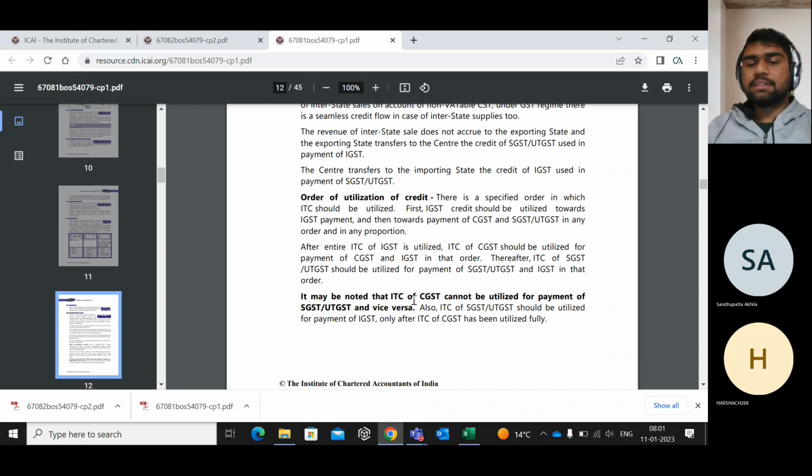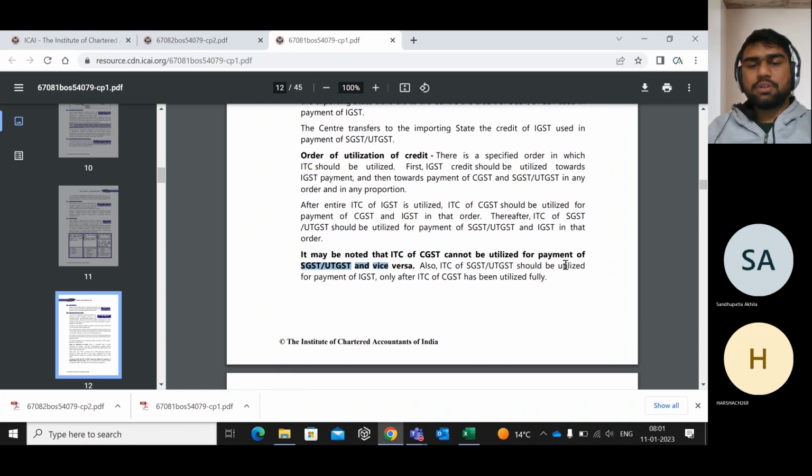It may be noted that ITC of CGST cannot be utilized for the payment of SGST or UTGST and vice versa. States law రాదు. Also, ITC of SGST should be utilized for the payment of IGST only after ITC of CGST has been utilized fully. That means when you have entirely IGST liability, for discharging this IGST liability, first CGST liability should be exhausted completely. Then after only you can use SGST credit for the payment of IGST.